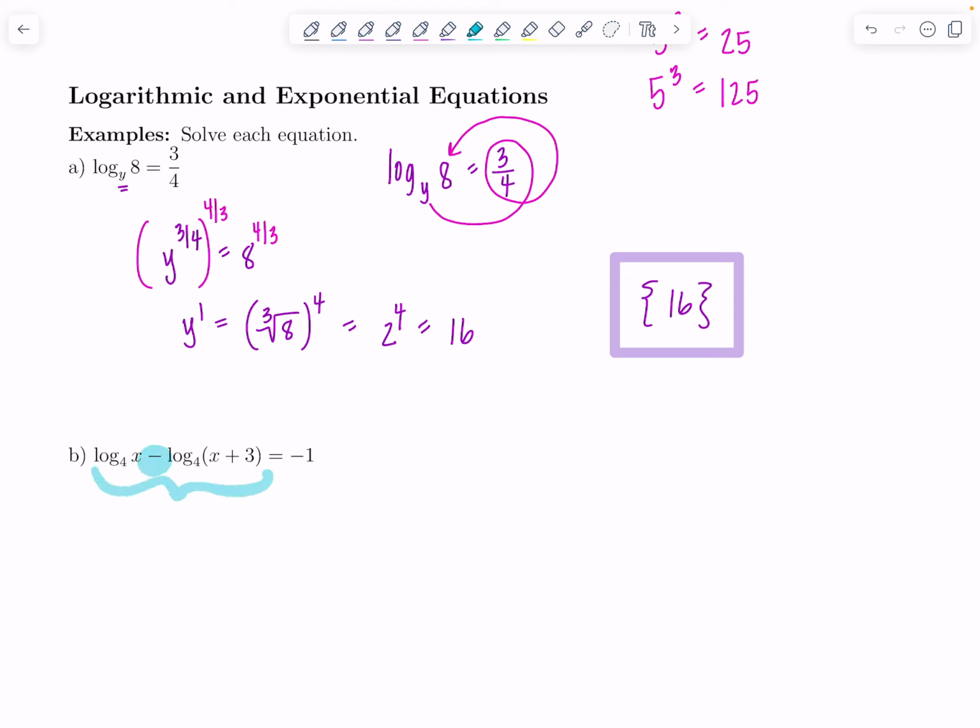Since there's subtraction going on, I can write this as log. You have to keep the base 4. You're only going to write one log this time, and you have x over x plus 3. So the argument from the negative logarithm goes in the denominator, and the argument from the positive logarithm goes in the numerator. Okay? And this is all equal to negative 1.